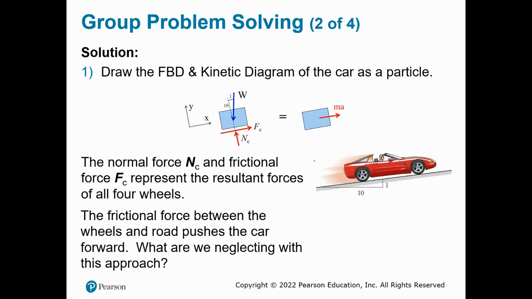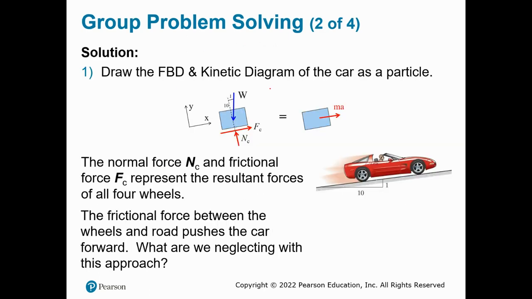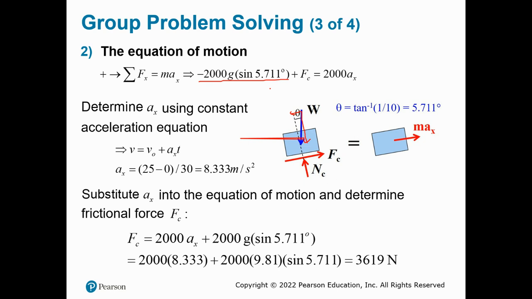Okay, first things first, free body diagram. We have the weight, the friction force, and the normal force perpendicular to the surface. And then the kinetic diagram, MA, would just be mass times acceleration. Writing our equation along the x direction, notice that the x direction will be parallel to the inclined plane. So you have negative, it's negative because when I break the weight into the x component and the y component, the x component is pointing toward the left. That's why it's negative. So you have negative 2000 times g times sine theta, where theta is 5.711, the sine theta portion of the total weight. And then you have the friction force plus Fc equals ma, 2000 times ax on the right hand side.